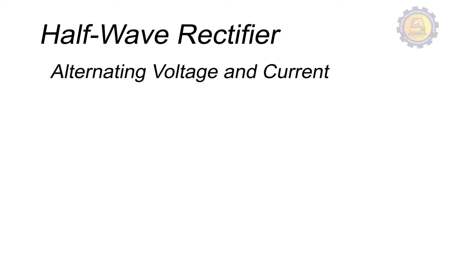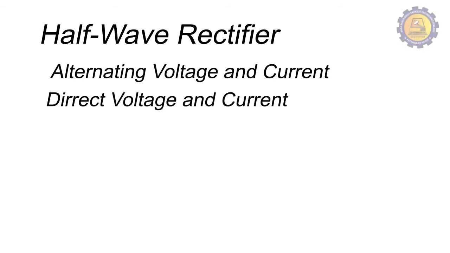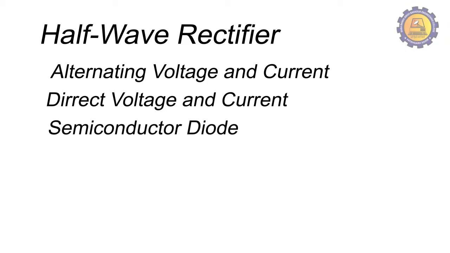Number 1. Alternating voltage and current. Number 2. Direct voltage and current. Number 3. Semiconductor diode. Let's discuss these three things one by one.